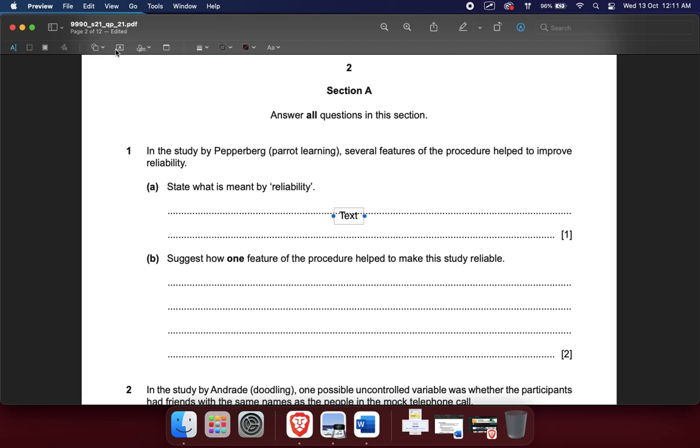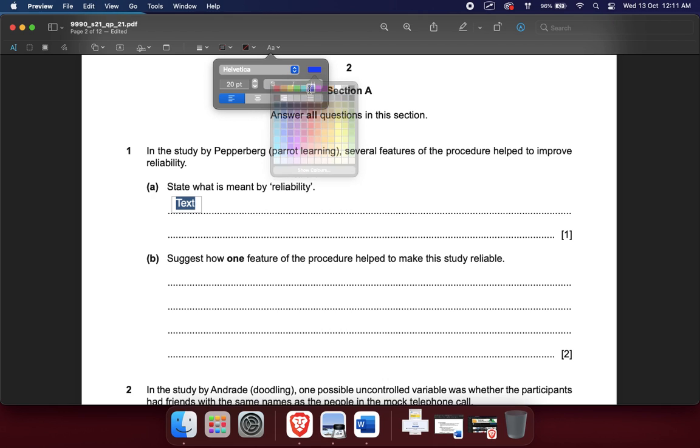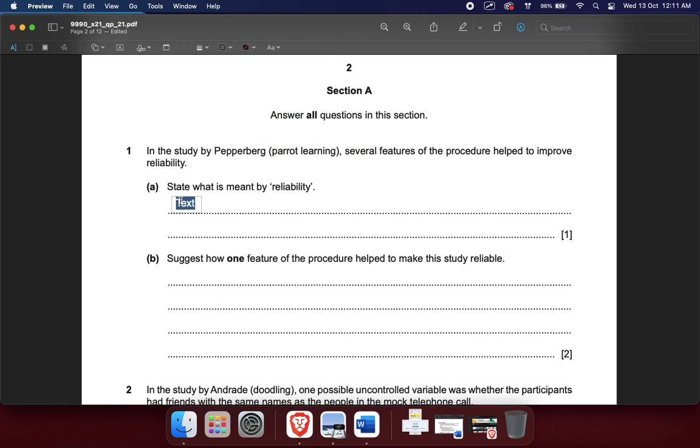So let's put this down. Let me color this in a different color. Blue, right? So what is meant by reliability? Now, usually I tell my students that reliability and validity, this is where students always get mixed up. So don't make this mistake, right? What's the difference between reliability and validity? Try and remember. Think about your research methodology, right? I'll give you a hint.